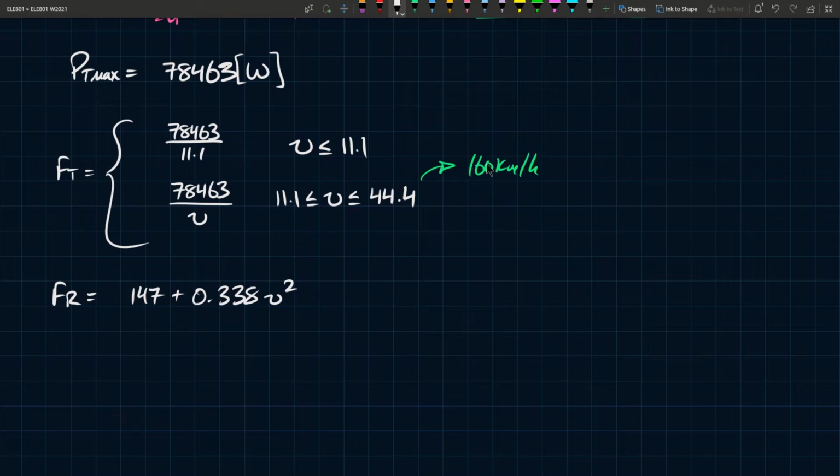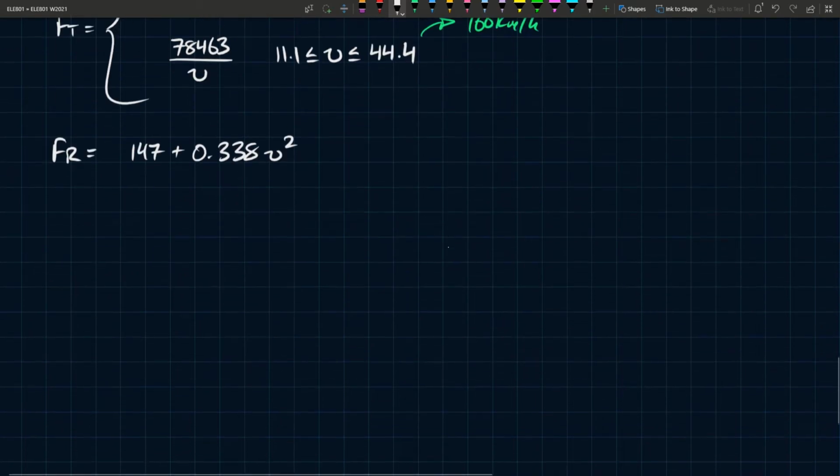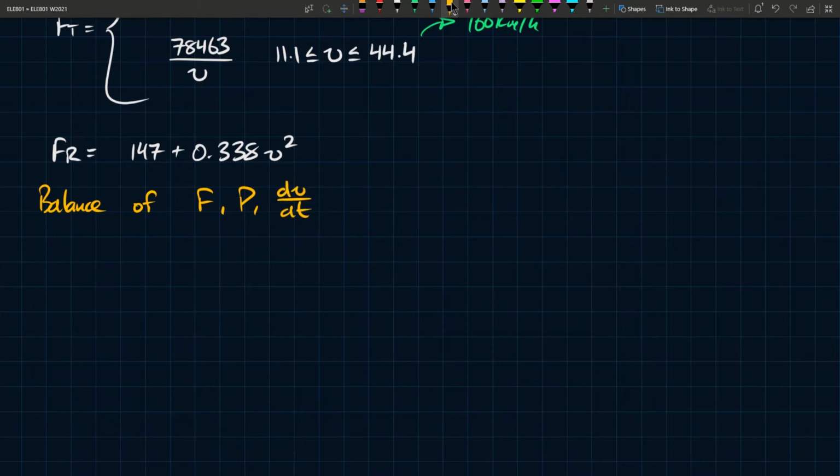Now I want to work through a series of plots and waveforms, but before I do that, I want to tabulate some results. Let's call this the balance of F, P, dV by dt, and V. So the balance of force, power, acceleration, and speed. What do we have? We're going to tabulate some results.